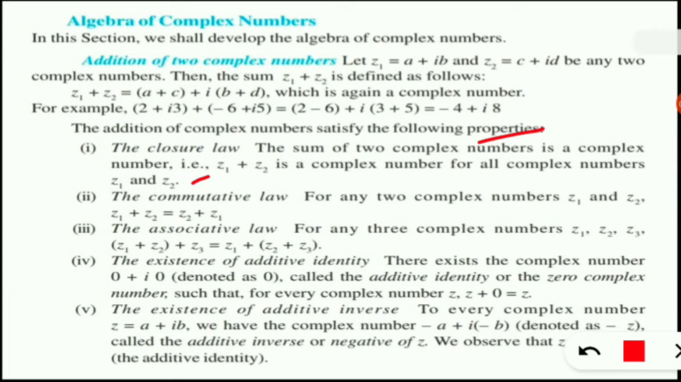Clear? Next, the commutative law or the commutative property. For any two complex numbers z1 and z2, z1 plus z2 equals z2 plus z1. That means if we add z1 plus z2 and if we add z2 plus z1, then both are equal. That's why z1 plus z2 equals z2 plus z1. That means they commute with each other.